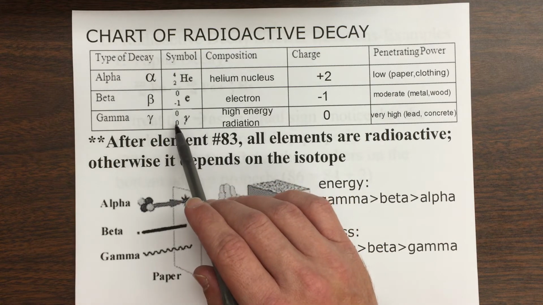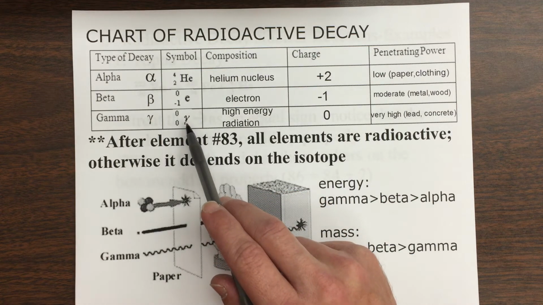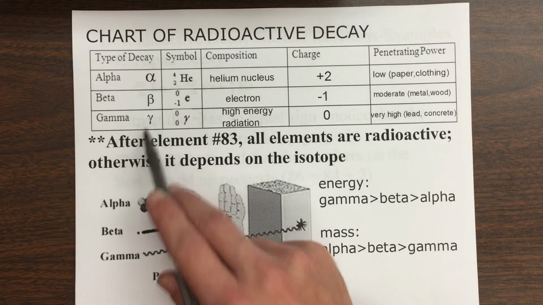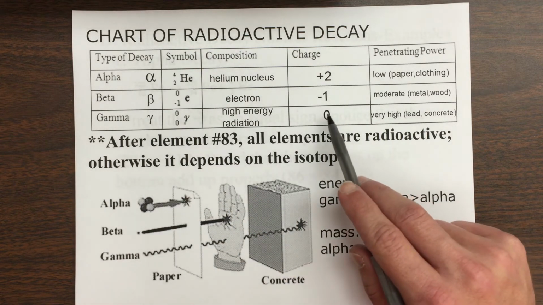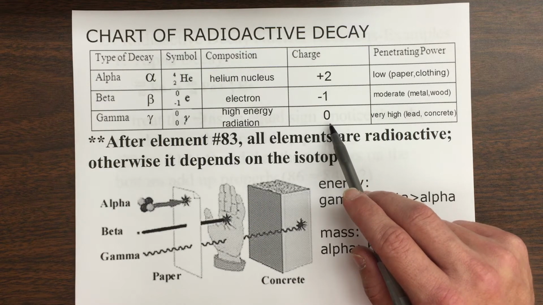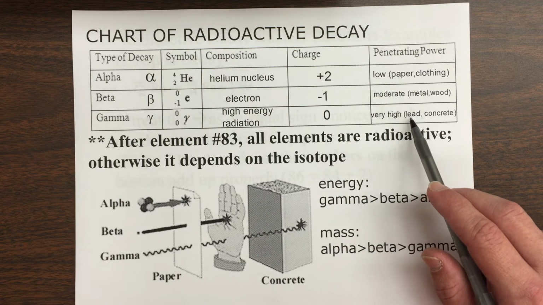It has no mass and no atomic number because it is just energy. It's not actually a particle at all. It's represented by this Greek letter gamma, sort of looks like a Y with a loop at the bottom. Being as it is not a particle at all, so no protons, no electrons, it's going to have 0 charge, and it has very high penetrating power.